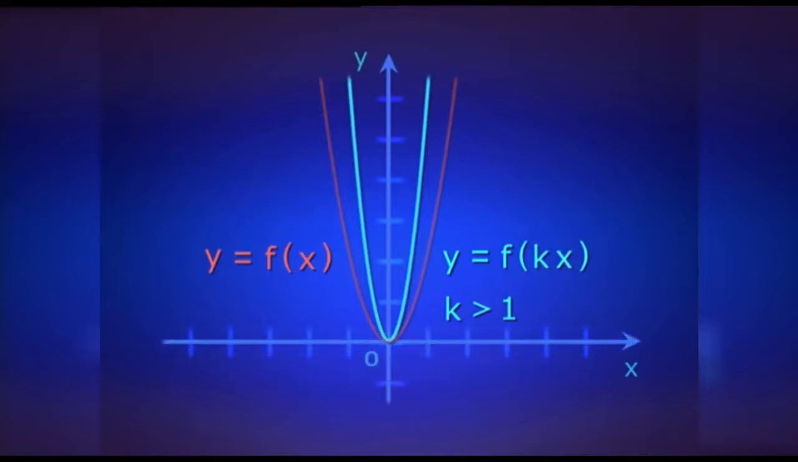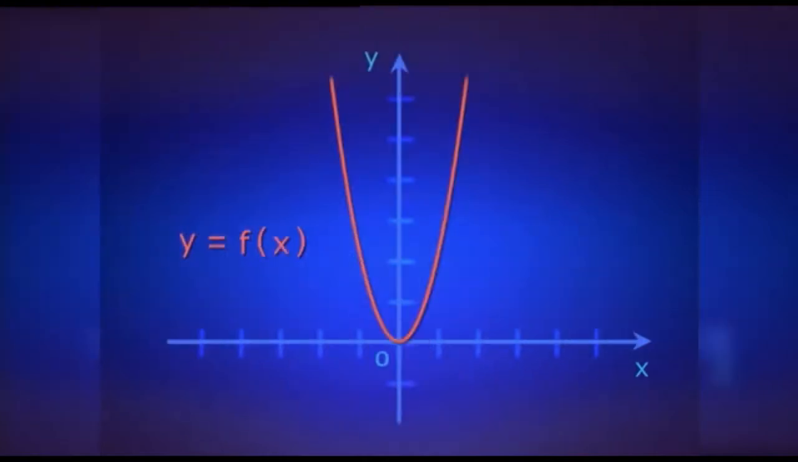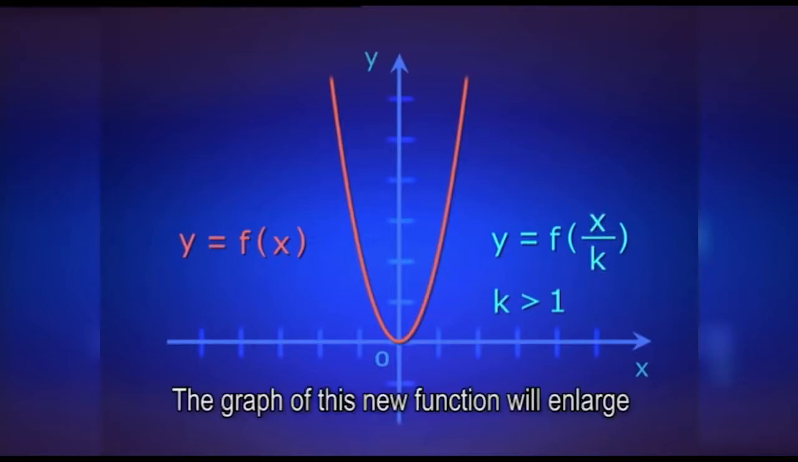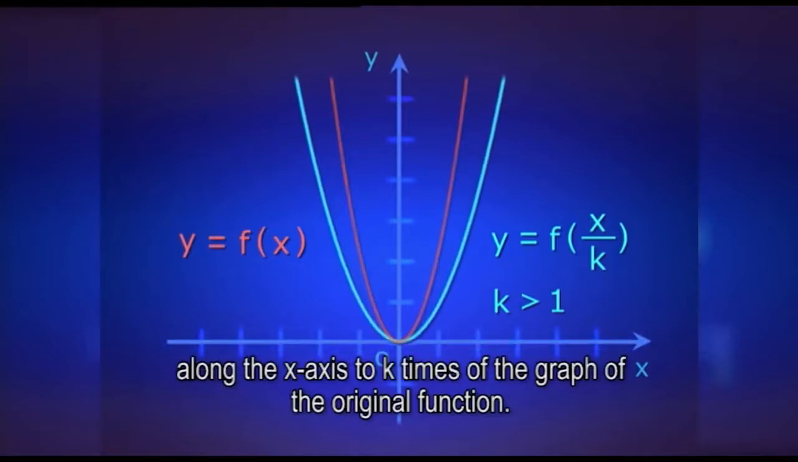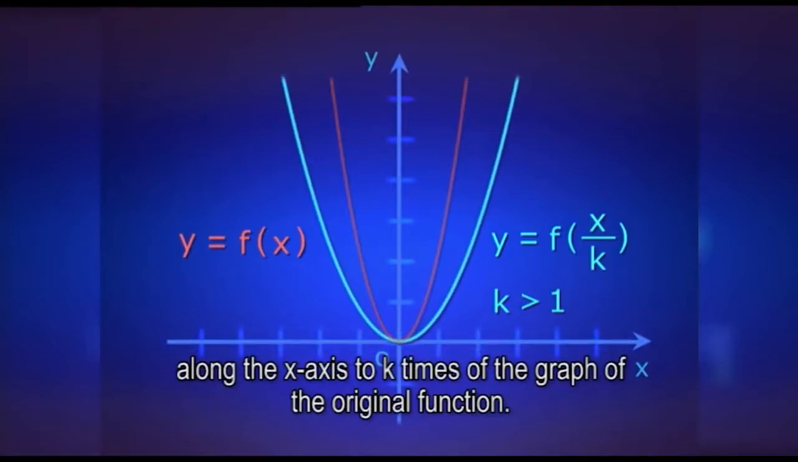If the original function of x becomes the function of x over k, while k is greater than 1, that is, the independent variable is divided by k, the graph of this new function will enlarge along the x-axis to k times of the graph of the original function.